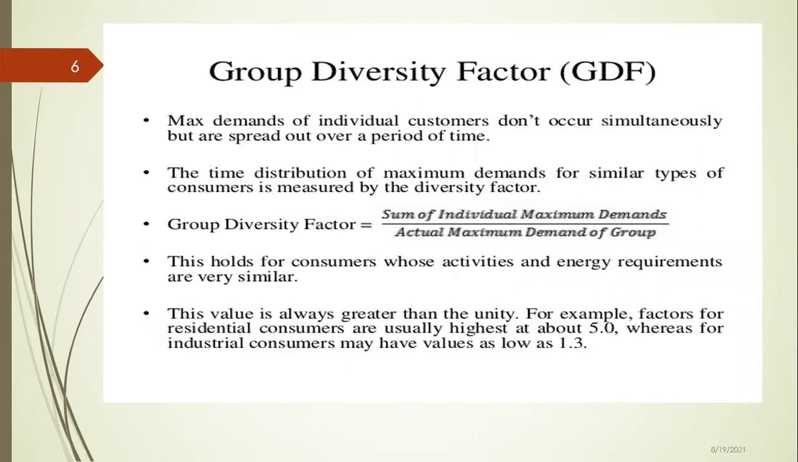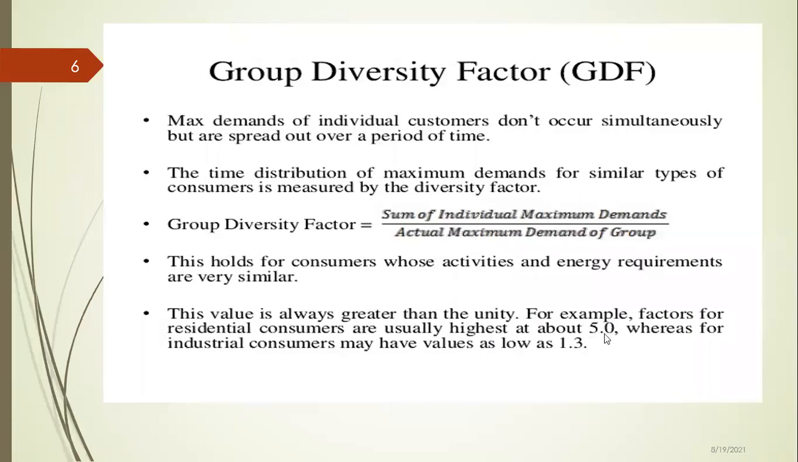So for that category, we are going to calculate the group diversity factor. This value is always greater than unity. For example, the factors for residential consumers are usually highest, at about 5, whereas industrial consumers may have values as low as 1. These are some approximate practical values. For residential consumers, the GDF comes out to be as high as 5.